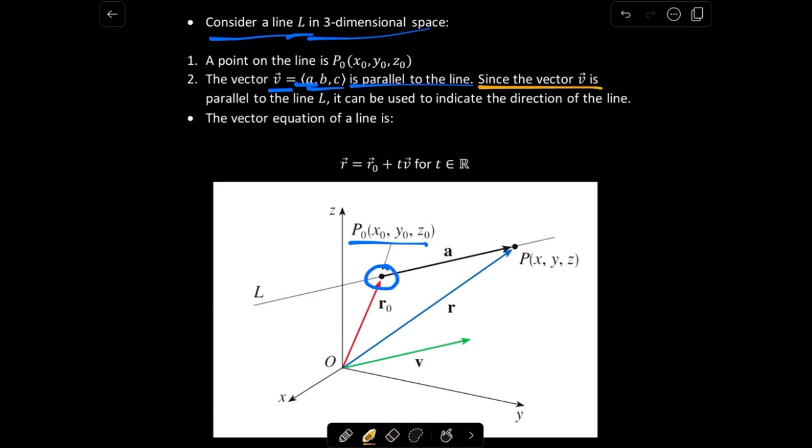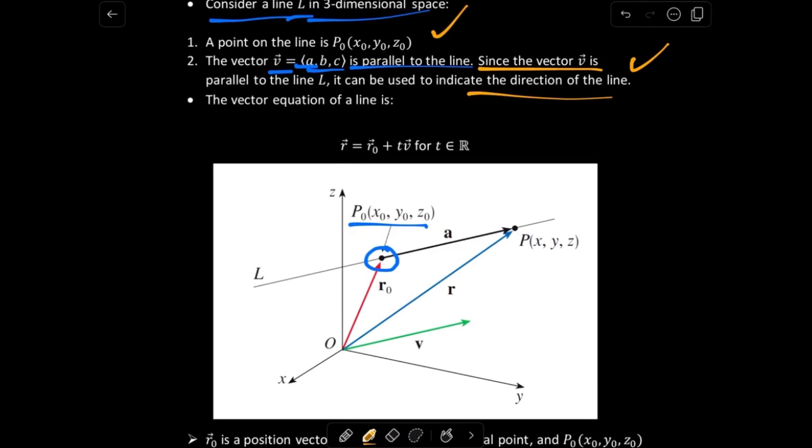So since the vector v is parallel to the line L, it can be used to indicate the direction of the line. If you recall from the previous slide, that's all we need. We need a point on the line, and we need the direction of the line, and in 3D, the direction is indicated by a vector. So the vector equation of a line, because it is in 3D, we are going to use a vector equation. So the vector equation of the line is r is equal to vector r sub 0 plus t times vector v, where t is an element of the real numbers.